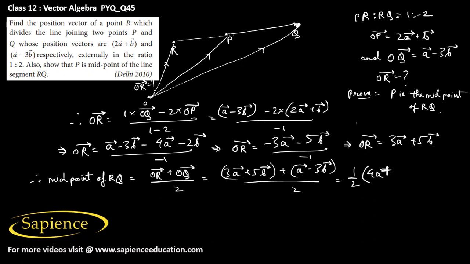Sorry, there is something wrong here. So this will be half of 4A vector plus 2B vector. So this will be equal to 2A vector plus B vector. And 2A vector plus B vector is nothing but OP vector. So therefore, it is coming that OP vector equals half of OR vector plus OQ vector.